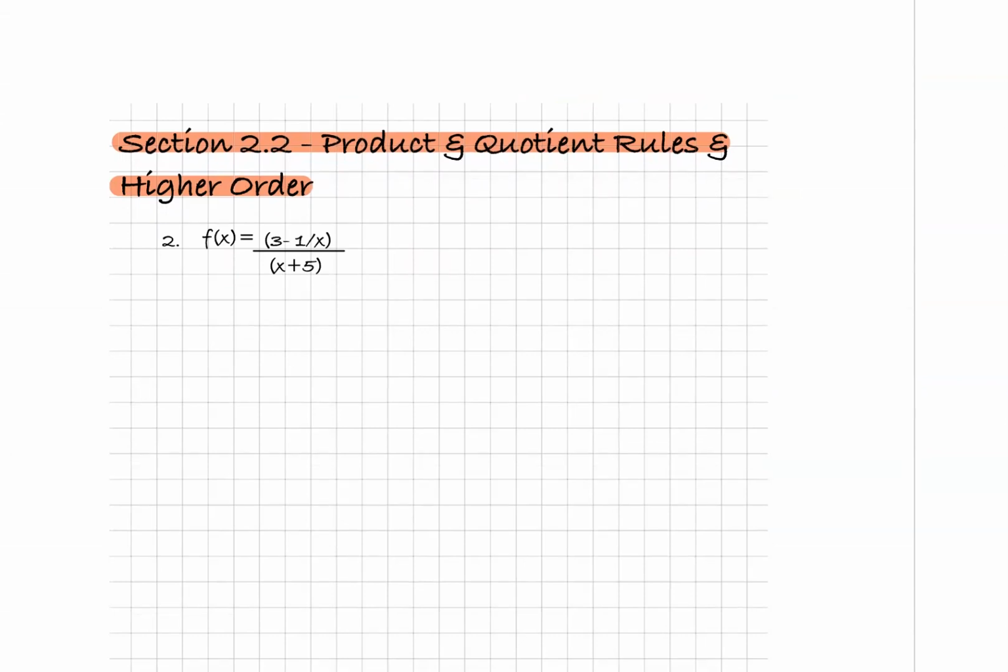This one says f of x is equal to 3 minus 1 over x divided by x plus 5. And I want to find the derivative of it. Now I'm going to tell you I'm going to do a little bit of algebra here first. Since this has a fraction, let me go ahead and write this a little bit larger horizontally here. So this is equal to, we've got an x plus 5 on bottom. On top, we've got 3 minus 1 over x.